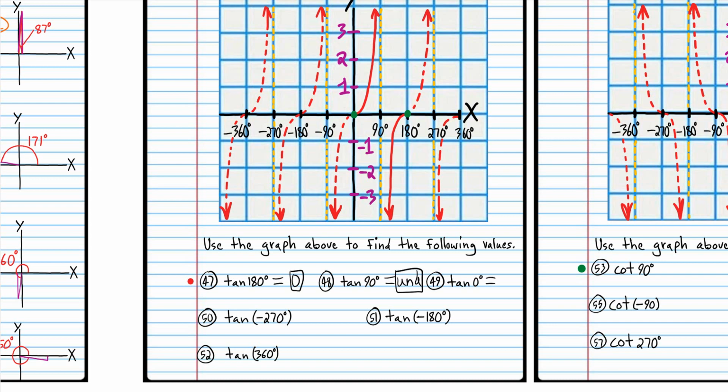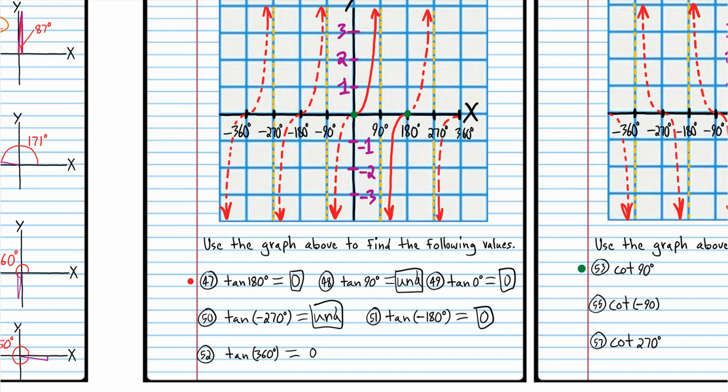If tangent is 0, what is the y value? It's 0. If tangent is negative 270, what is the y value? Well, there is no y value. There's an asymptote there. Negative 180, the y value is 0. And 360, the y value again is 0.